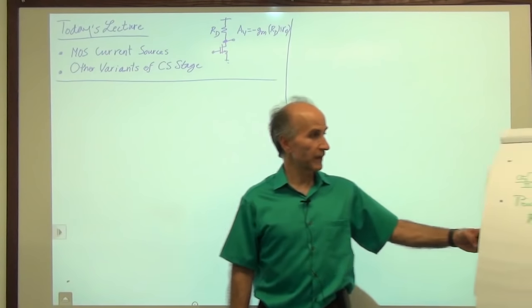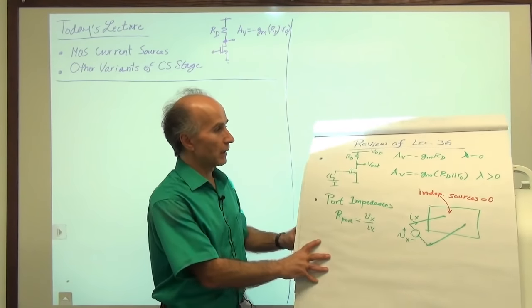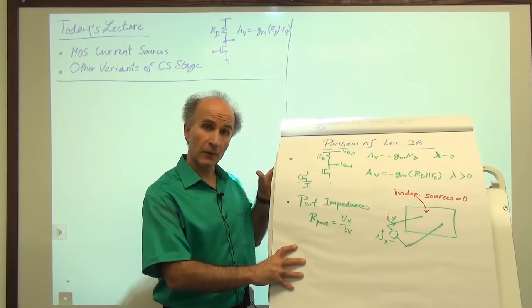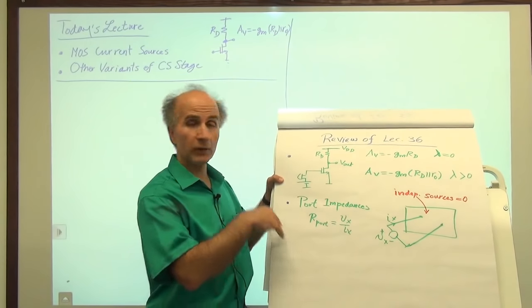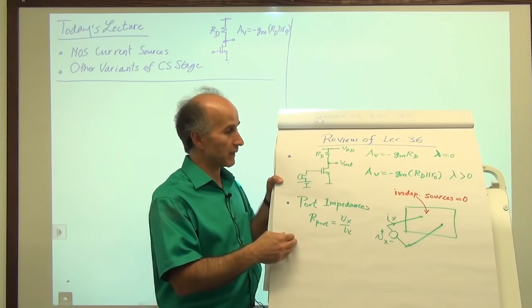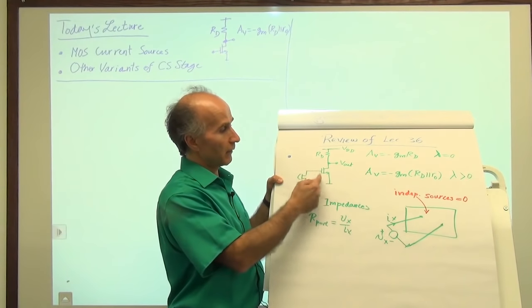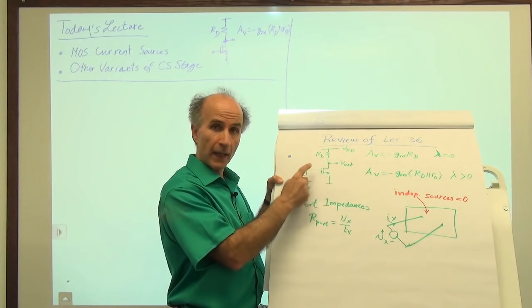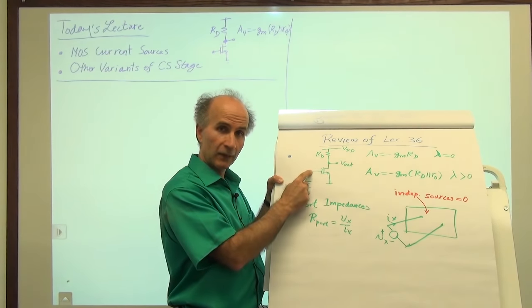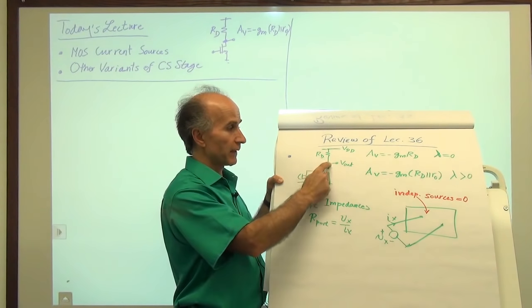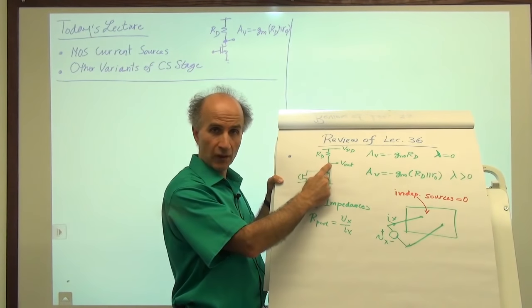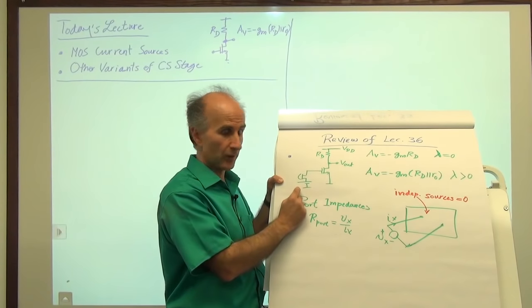In lecture number 36, we arrived at the basic common source stage after many trials and tribulations, and we saw that it consists of a single device whose input is applied to the gate of the device and whose output is taken from the drain. That is the definition that we have for the common source stage.